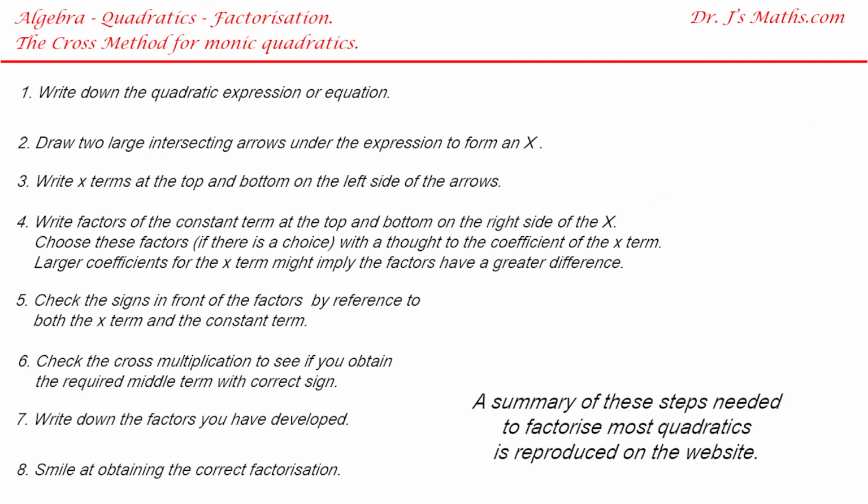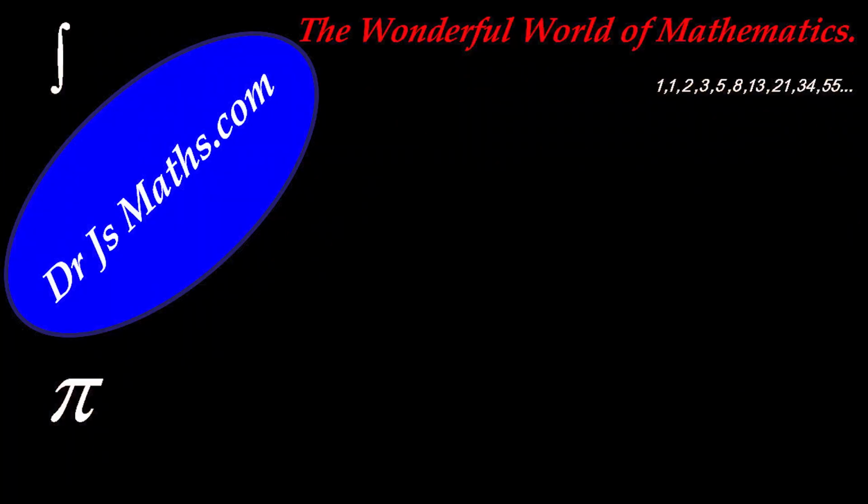So that is the story of factorising monic quadratics using the cross method. I have reproduced the steps we have followed on the website. Practice these steps until you find this factorisation to be a really straightforward technique. In the next video we will develop similar guidelines for non-monic quadratics, having a number other than 1 in front of the x squared term.